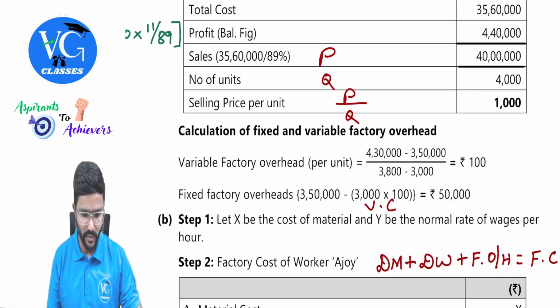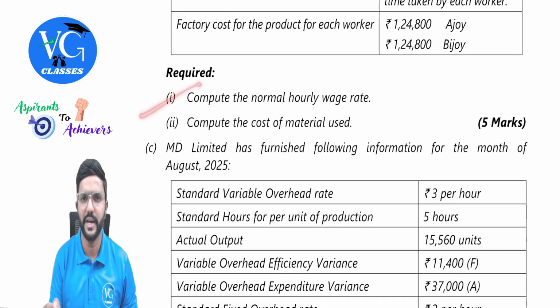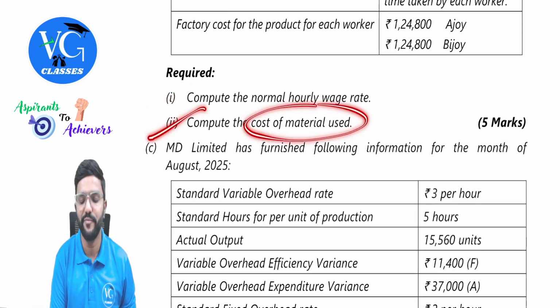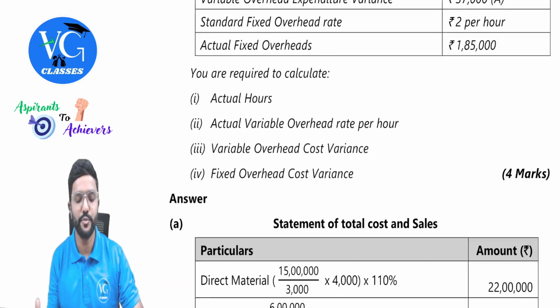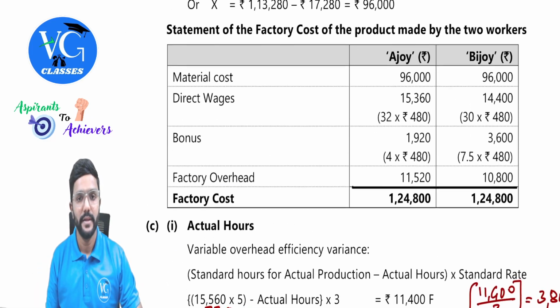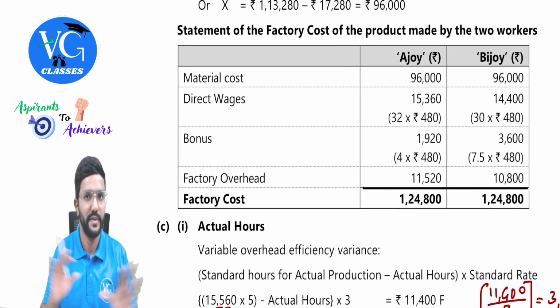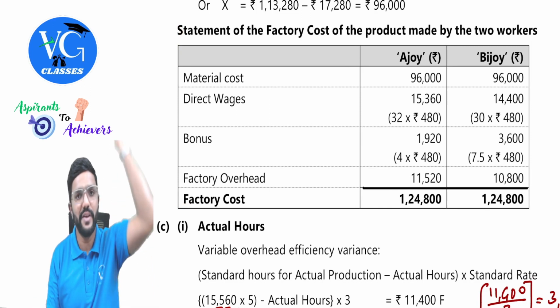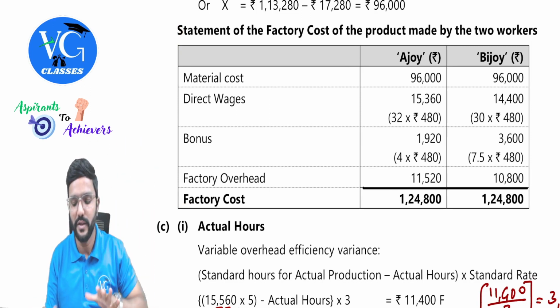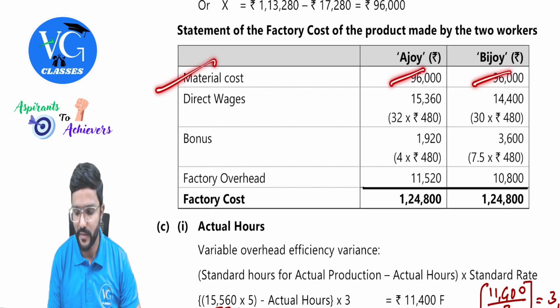Just a minute. What have they asked in the question? Compute the normal hourly rate. We have got it already. Compute the cost of material used. That's all. They have not asked to present any statement, but here they have actually presented a statement. This will consume time, guys. But specifically, is it asked in the question? No, they have not asked it. Whatever we already used, we used x, y, and all. Now they are presenting with numbers. Material cost 96,000 each.